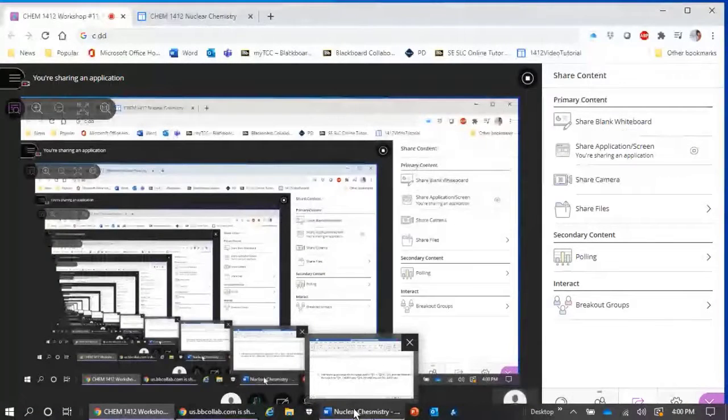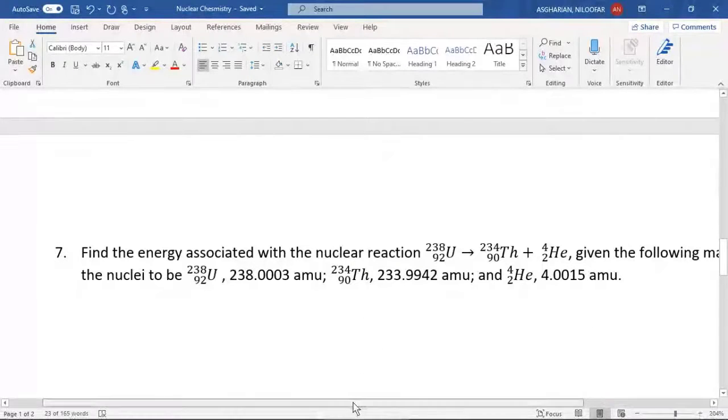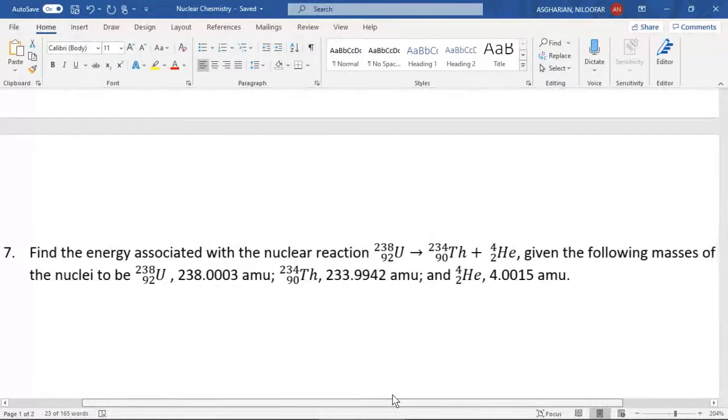Okay, so this is the last problem. Let me see how to, hold on one second. So 1412 workshop, share, and then, can you see this problem?